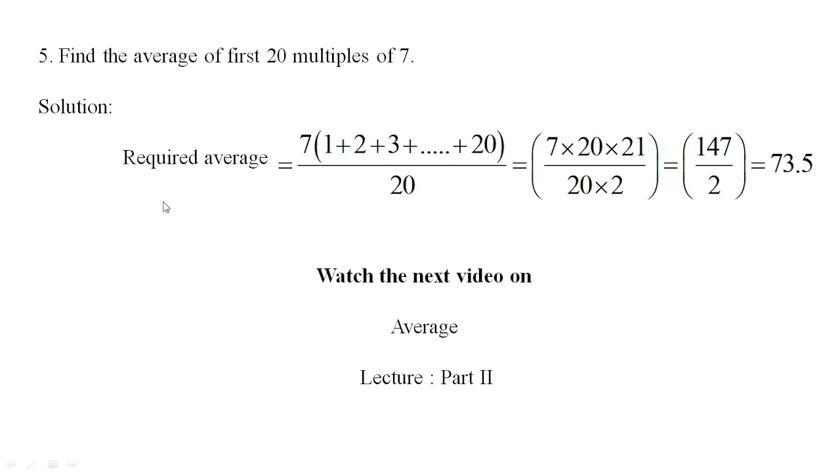Now to find the required average in the context of this question, we need to find the average of the first 20 multiples of 7. So 7 into, from 1 to 20 we have to add all the numbers, divided by 20. We will get 7 into 20 into 21 by 2 into 20, 147 by 2, 73.5.